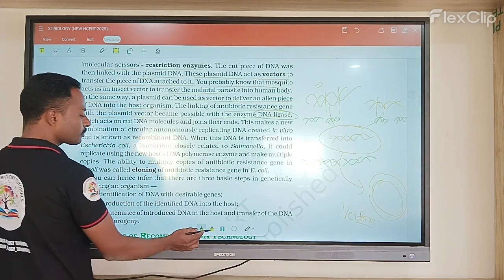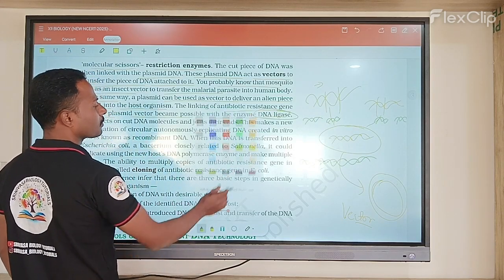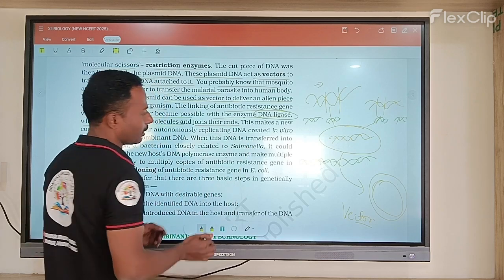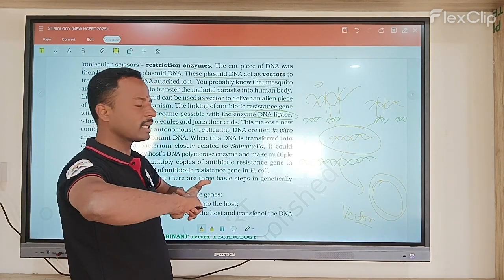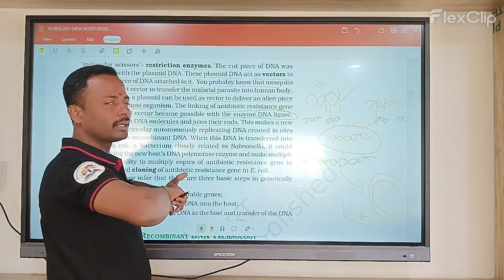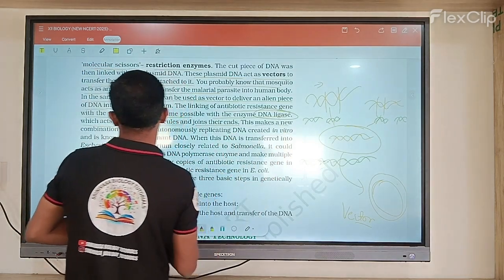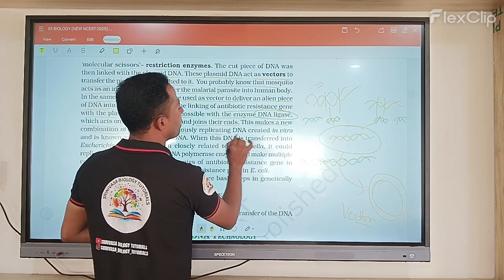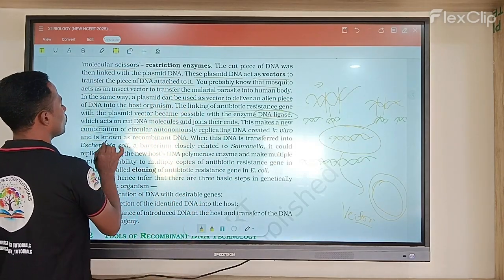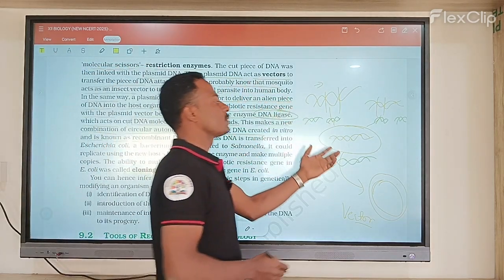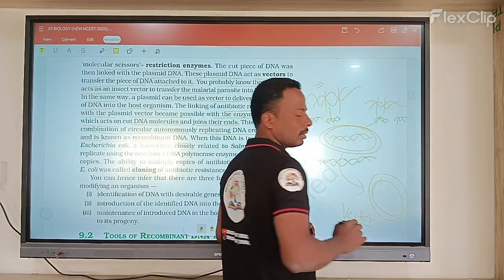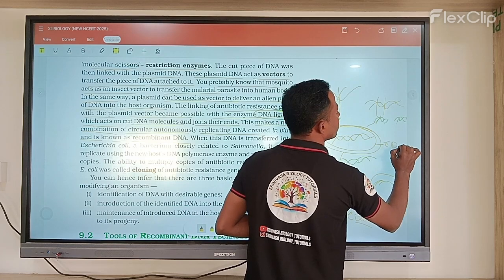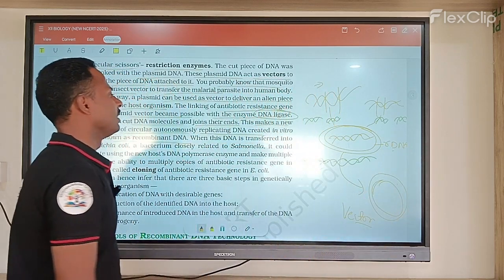Next, see, mostly which acts to cut the DNA molecule at the joints and their ends. So mostly the ends of the regions get attached to the DNA. This makes a new combination of circular, autonomously replicating DNA created in vitro, which is known as recombinant DNA. So in this process we develop a new DNA. This DNA is called what? RDNA, recombinant DNA.